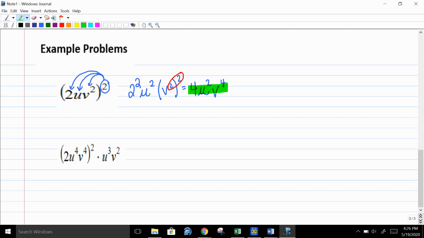Okay. In the second problem, I actually mixed in all 3 of our rules. I challenge you guys a little bit. So the first thing you would do here is distribute this little 2, that exponent. It's going to go to the 2, so I'm going to have 2 squared. It's going to go to the u to the fourth squared. It's going to go to the v to the fourth squared. And then I still have this u to the third v squared kind of hanging out on the outside there.